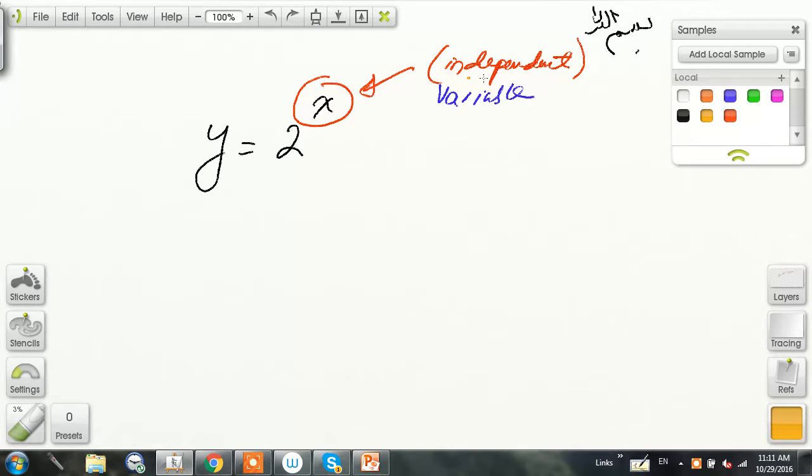When we say independent variable, we mean the input. When the input is the exponent. See, x is the input and y is the output. The value of y depends on the x. So x is the independent variable, y is the dependent variable. Do you understand? When the independent variable is the exponent, that's why it's called an exponential function.